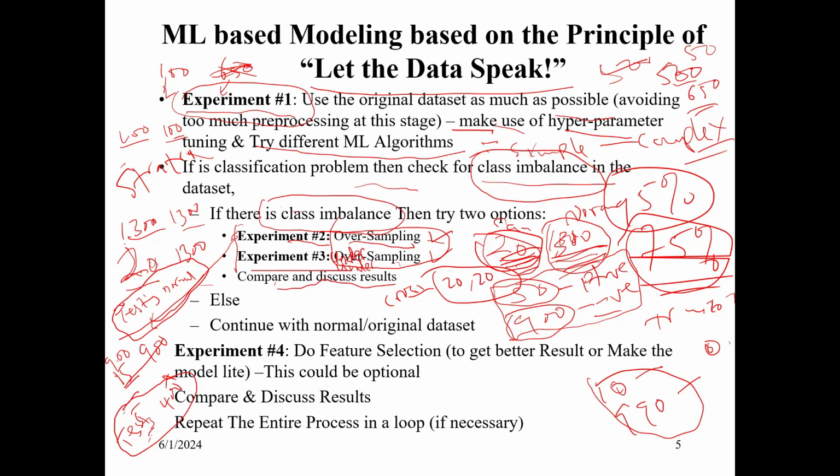Towards the end, then continue with, here we have, if there's imbalance, then we enter this loop and do 2 experiments. If there's no imbalance problem, then you don't need to do that. And then you go into continue with the normal or original data set as usual. And you only have an imbalanced data set if it is a classification problem. Also take note of that. If it is a classification problem, you may have an imbalanced data set, not always.